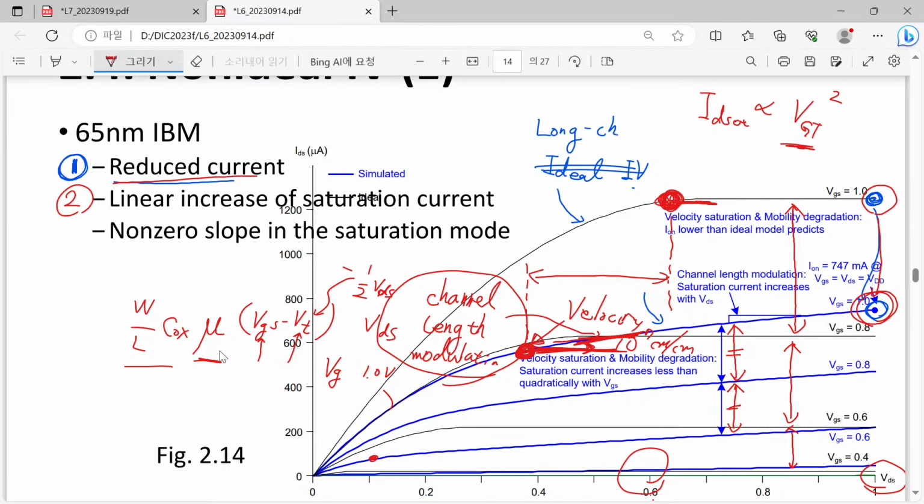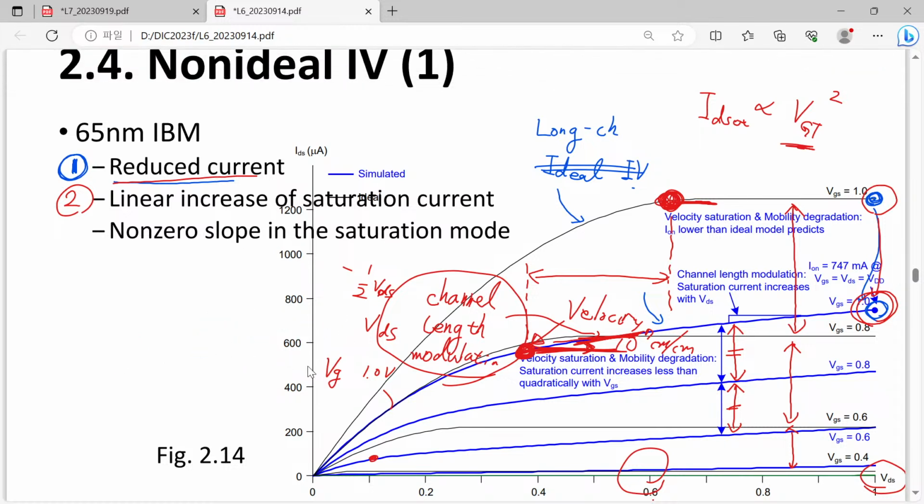Instead of that, I think some of you already heard about channel length modulation, and unfortunately some of you have not. So I will explain it right now. Instead of postponing considering this channel length modulation, let's say this one.